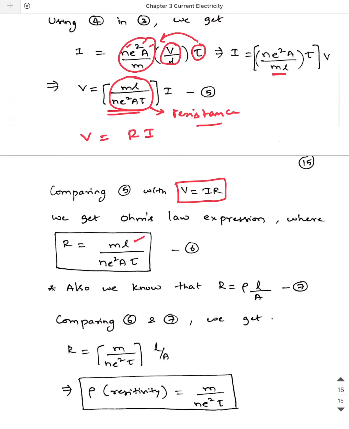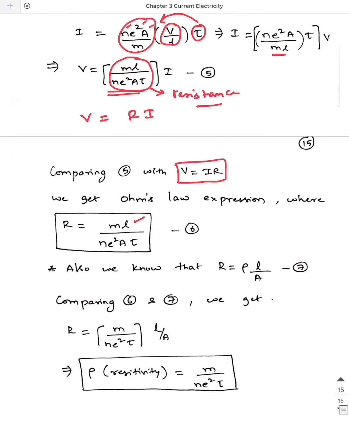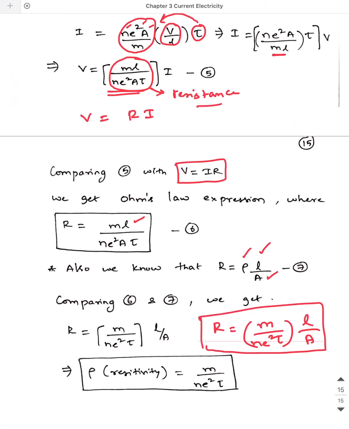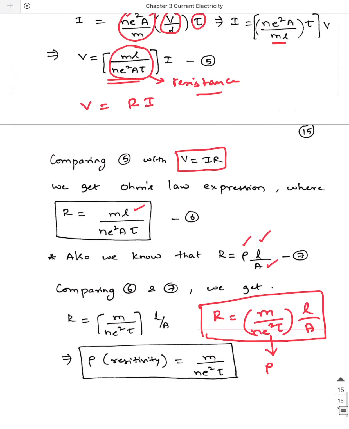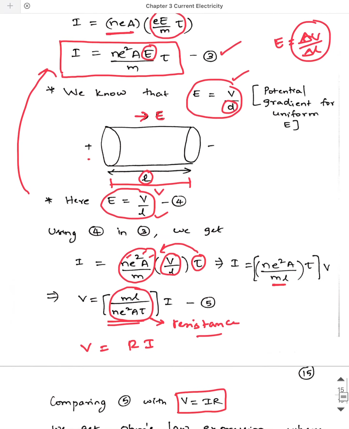Now we will learn the other terms also. If you look at the expression for R, can I write it as m divided by ne square tau into L divided by A? In your 10th grade you would have learned this also: R is equal to rho into L divided by A, where rho speaks about the resistivity of the material. So when you write the resistance from the fifth expression in this format, this particular parameter gives the resistivity of the conductor. So resistivity is m divided by ne square tau. So this is all about Ohm's law.